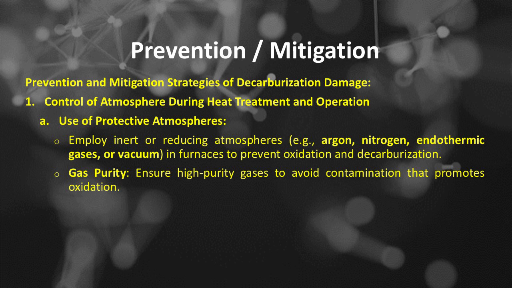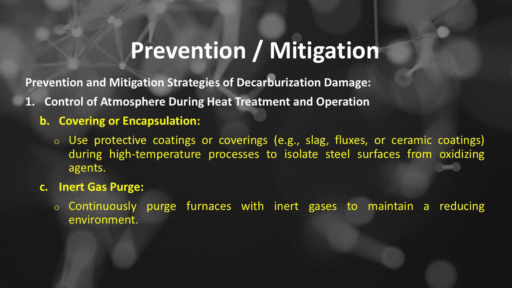Gas purity. Ensure high-purity gases to avoid contamination that promotes oxidation. Number B, covering or encapsulation. Use protective coatings or coverings such as slag, fluxes, or ceramic coatings during high-temperature processes to isolate steel surfaces from oxidizing agents. Number C, inert gas purge. Continuously purge furnaces with inert gases to maintain a reducing environment.